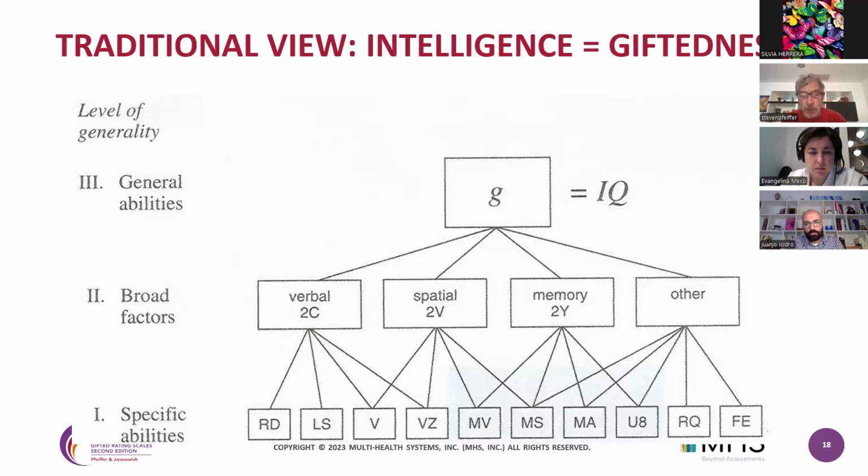And then at the lowest level, researchers have found that there are many, many specific abilities that feed into these broad factors. So I share this just to give you a visual depiction that this one model of intelligence really now consists of 3 levels or 3 factors. Okay, next slide.